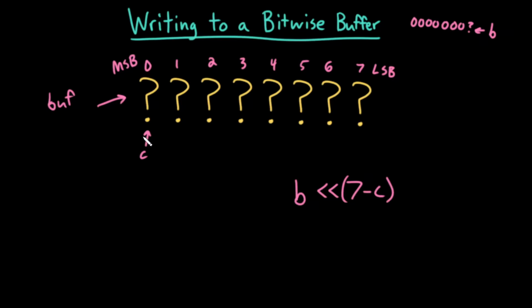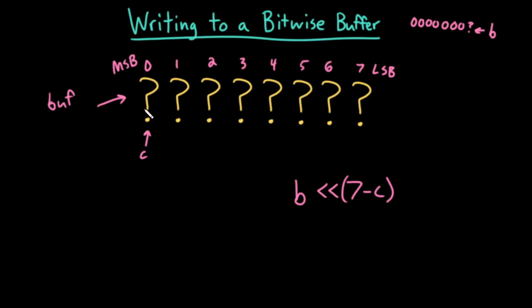So C is currently 0. If I shift this over 7, it would go 1, 2, 3, 4, 5, 6, 7 in the right spot. What if C was 1? I would shift it over 7 minus 1 is 6. 1, 2, 3, 4, 5, 6 in the right slot. So I'd shift it over 7 minus C to get it into the right spot. So now I have my bit in the correct spot. So my bit is here now.